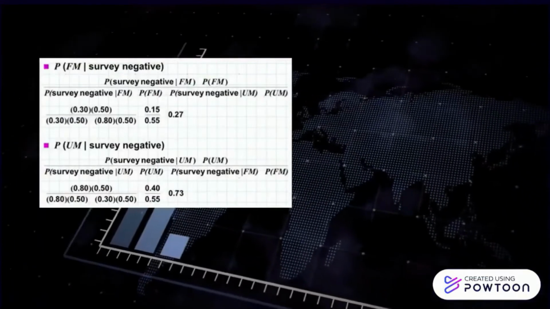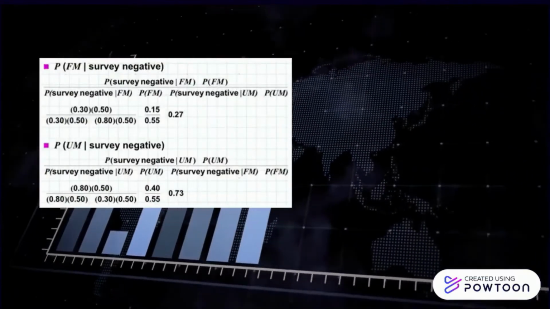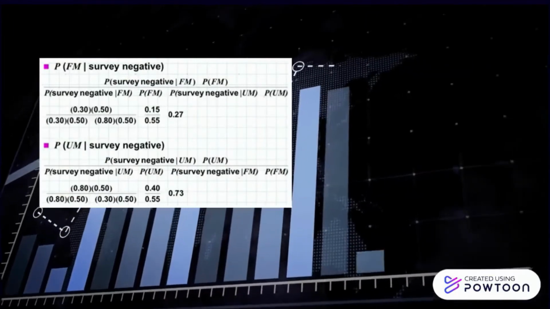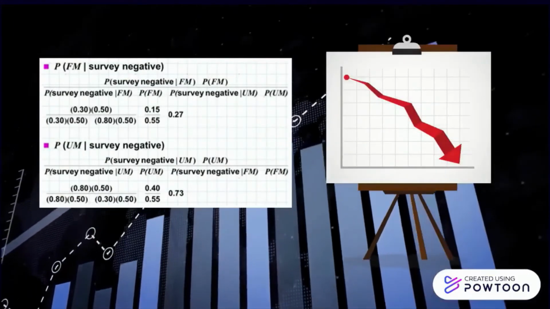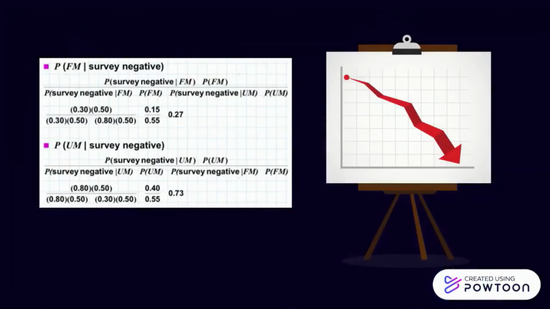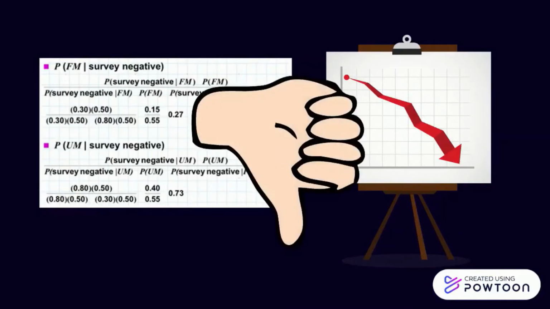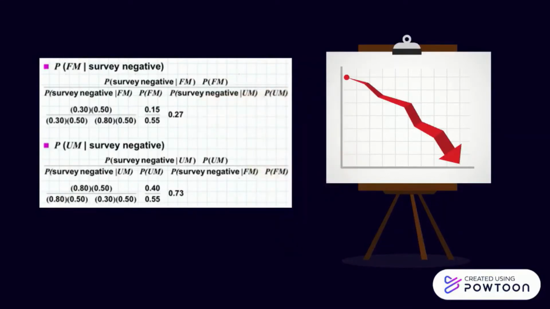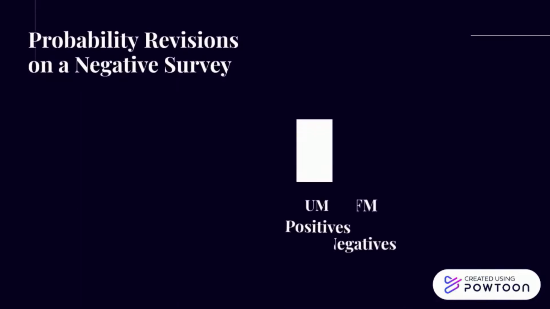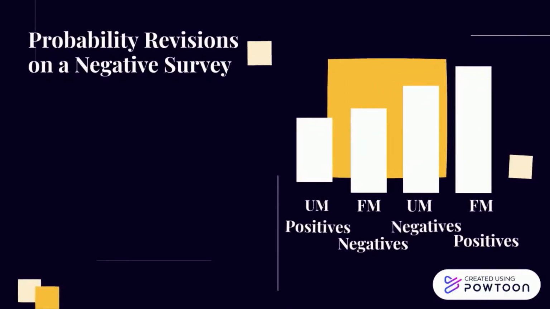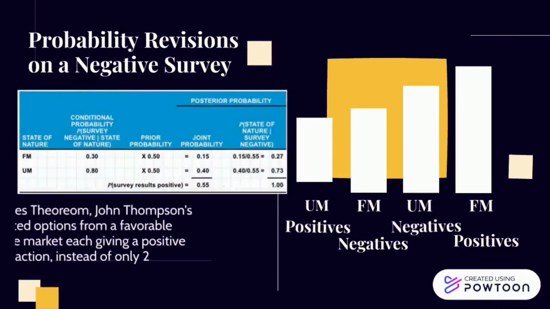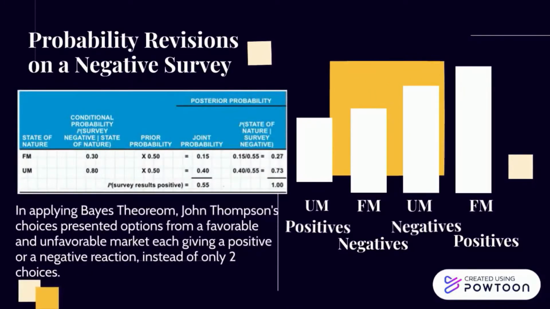Here are the revised probabilities, this time considering the negative surveys. We can see in this table the negative surveys occurring in both a favorable market and an unfavorable market. From here, we can see that there are more detractors in the unfavorable market than in the favorable market. John Thompson's prior probability was limited to just two choices, a high demand or a low demand. In using Bayes' theorem, all market conditions were considered.